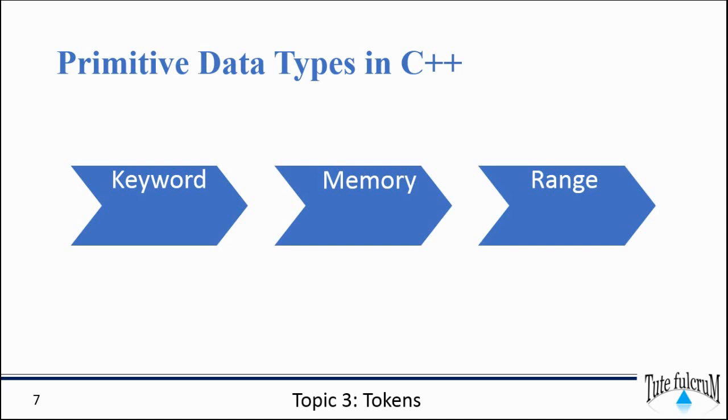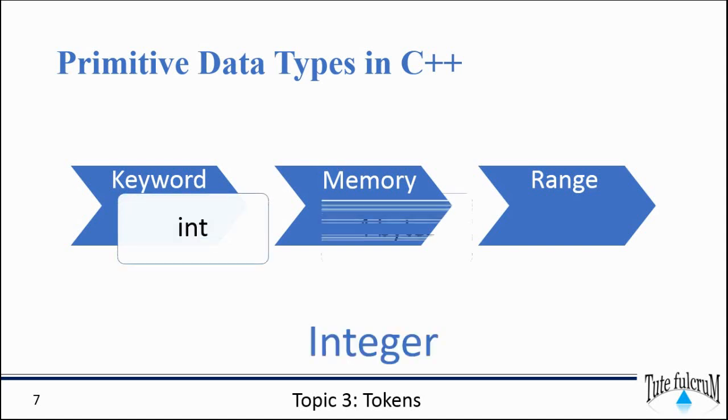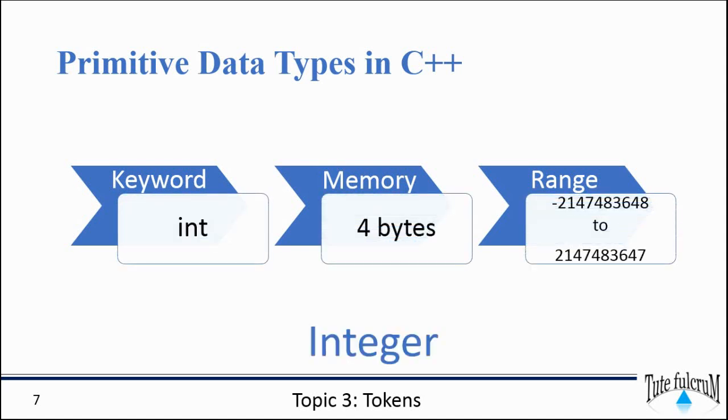Let's get started with integer. The keyword used for integer data type is int. Integers typically require 4 bytes of memory space and range over the values as listed.